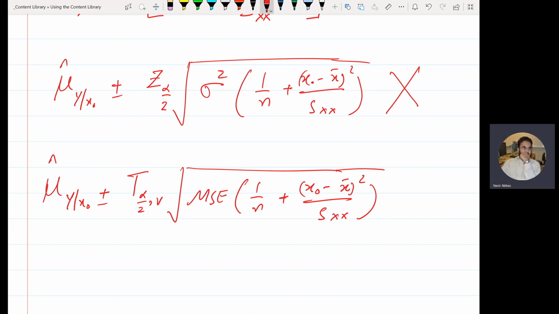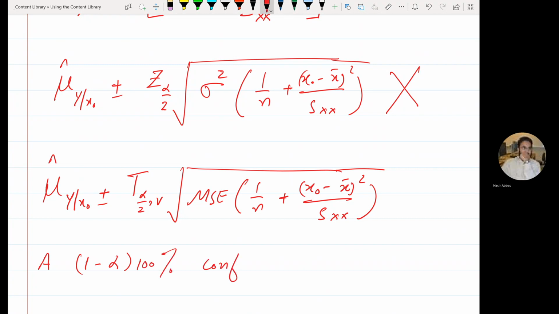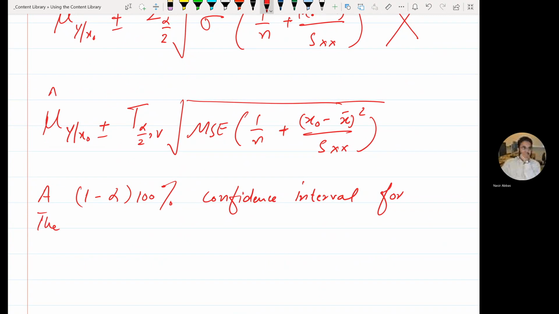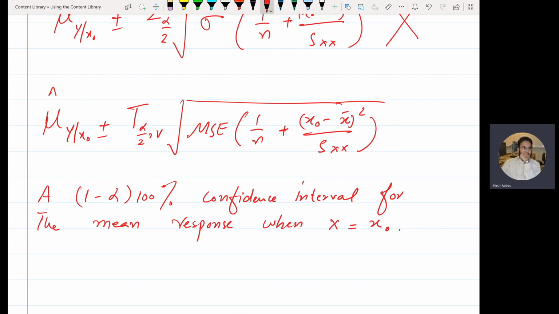This is the confidence interval for the mean of y when x is x naught. This is what we are going to apply in Excel. This is the final formula that we will apply.